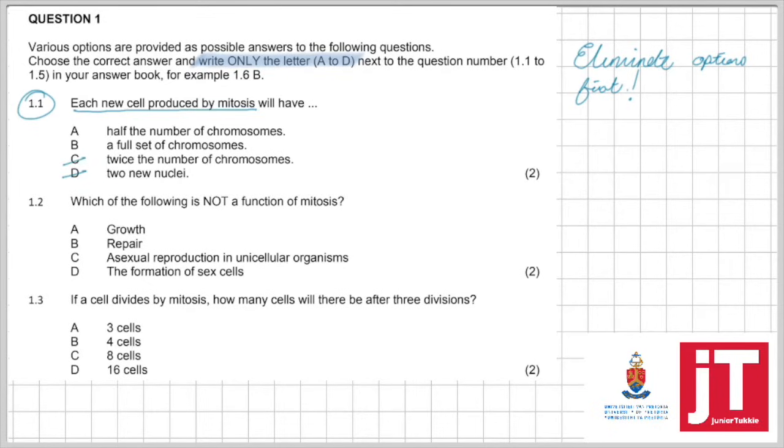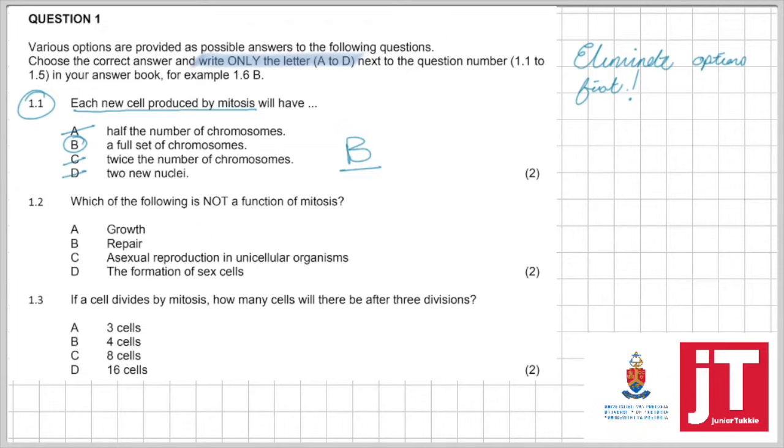Twice the number of chromosomes? Well, no, that's not the point of mitosis, so we can eliminate option C. Mitosis doesn't result in a nucleus with half the number of chromosomes. That's a different process. So we're left with option B. Let's see if we agree. Option B. Each new cell produced by mitosis will have a full set of chromosomes. That's perfect. Right, so option B it is for question 1.1.